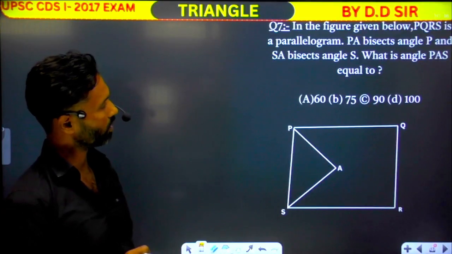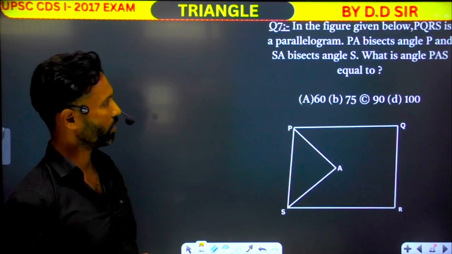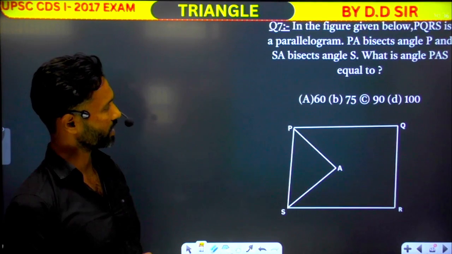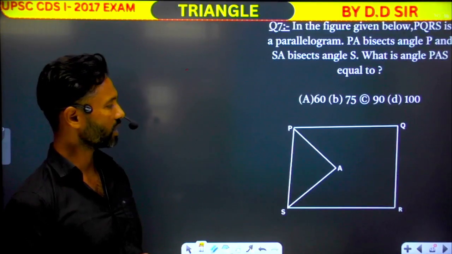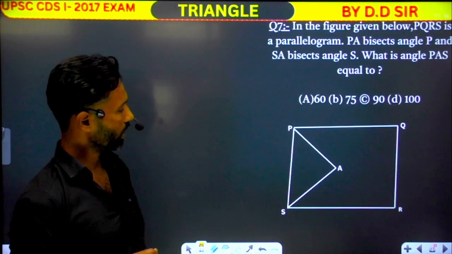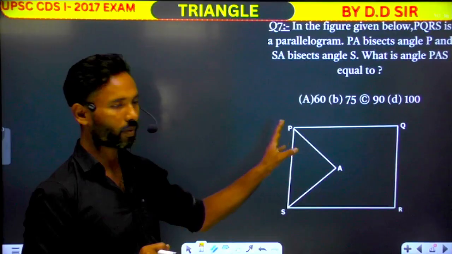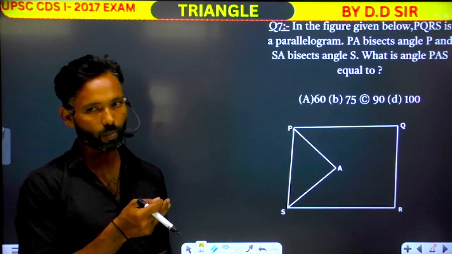In the given figure below, PQRS is a parallelogram. PA bisects angle P and SA bisects angle S. What is angle PAS equal to? Now here the examiner is talking about a parallelogram, and I have told you what a parallelogram is.